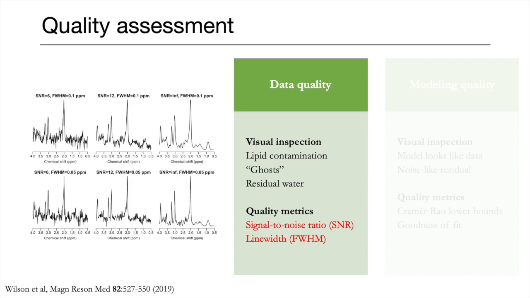There are quantitative metrics for good spectral quality as well, and these are the signal-to-noise ratio, or SNR, which obviously, the higher the better, and the line width, often given in the full width half maximum, or FWHM, which determines how well neighboring peaks are separated. Obviously here, the lower the better.